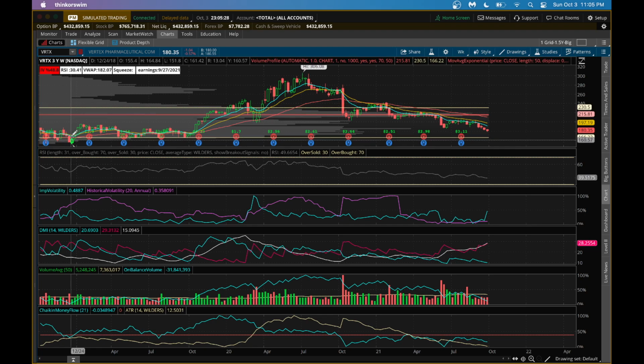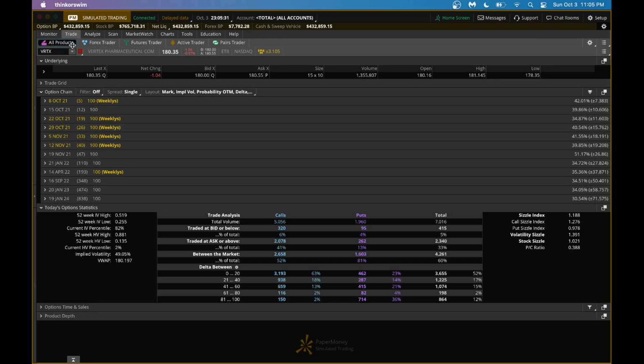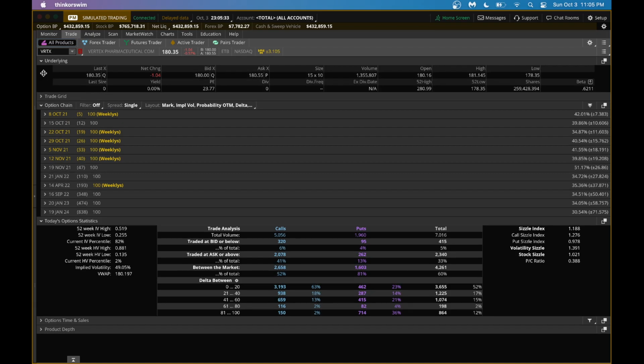And then we'll go into the trade tab here. As you scan through, the $180 stock went as high as 280 in 1 year and as low as 178. The put call ratio here is 0.38. That tells you folks are bullish about this stock. As you can see here, 5,000 contracts sold on the call side, just 1,960 contracts sold on the put side. That clearly tells you people are bullish about this stock.